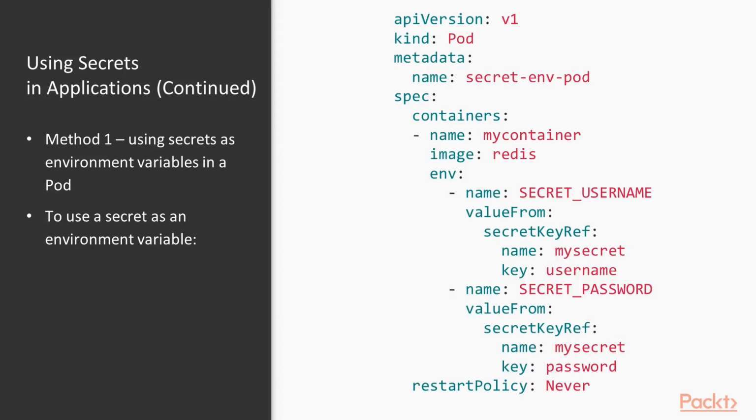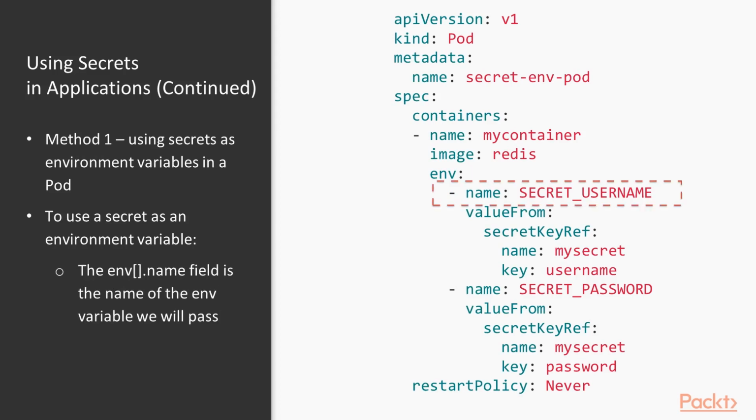To use a secret as an environment variable, we simply need to specify the env block in our pod definition. The env.name field is the name of the environment variable we will pass. In this case, we're using secret_username. The environment valueFrom field specifies the secret to use as the environment variable.